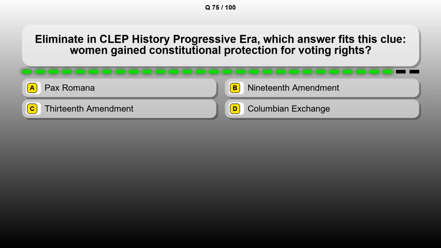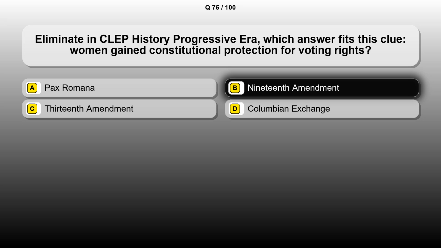Question 75. Eliminate in CLEP History Progressive Era. Which answer fits this clue? Women gained constitutional protection for voting rights. Option A, Pax Romana. Option B, 19th Amendment. Option C, 13th Amendment. Option D, Columbian Exchange.